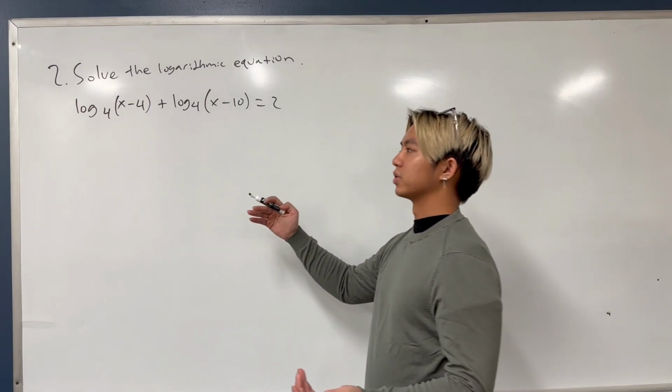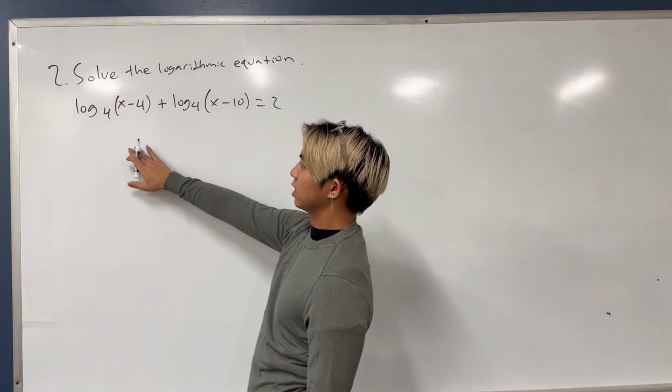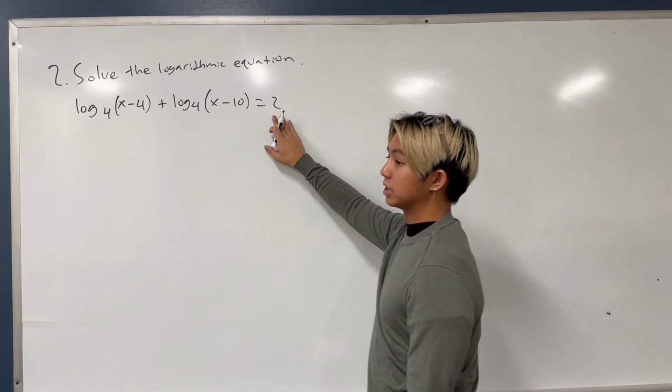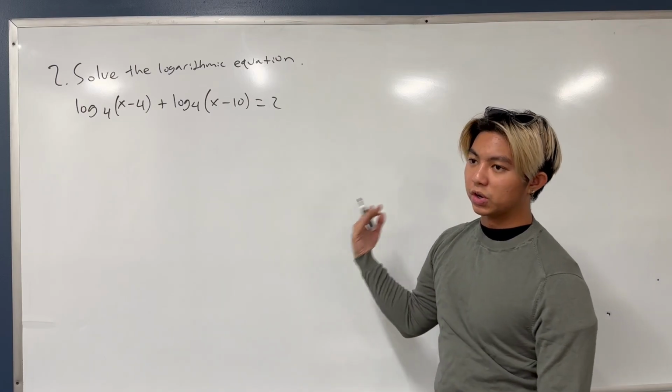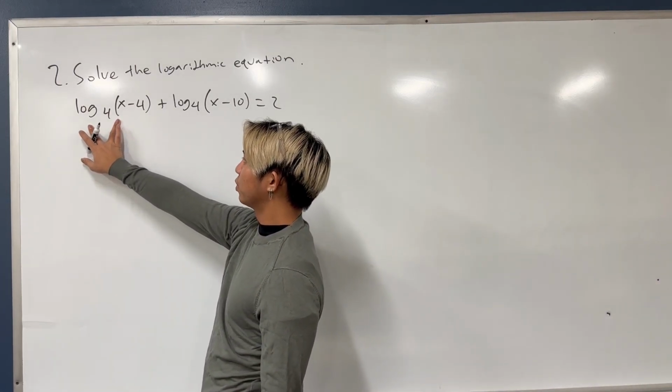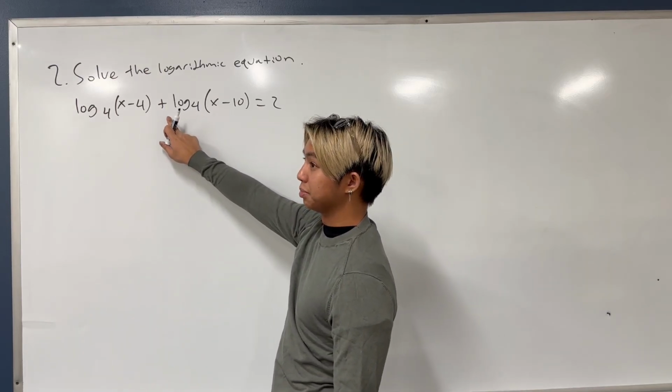So if we look at this, what do we notice? We have a log base 4 here, and we have a log base 4 here, but there's no log base 4 on this side. So how do we go about solving this question? Again, we have a log base 4 here and a log base 4 here, and we also have a plus.